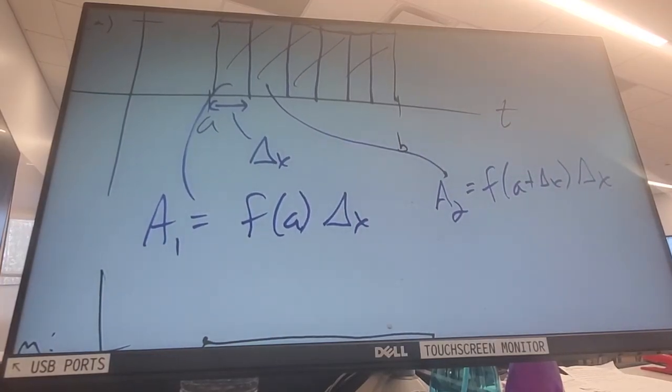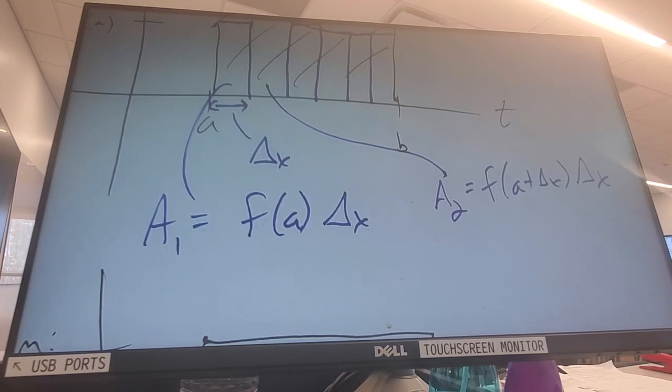If this is a and this is delta x, what's that? What's this value right there? That's a. This is delta x. What's the value right there? A plus delta x, correct? And that would determine the height of the next rectangle, correct?